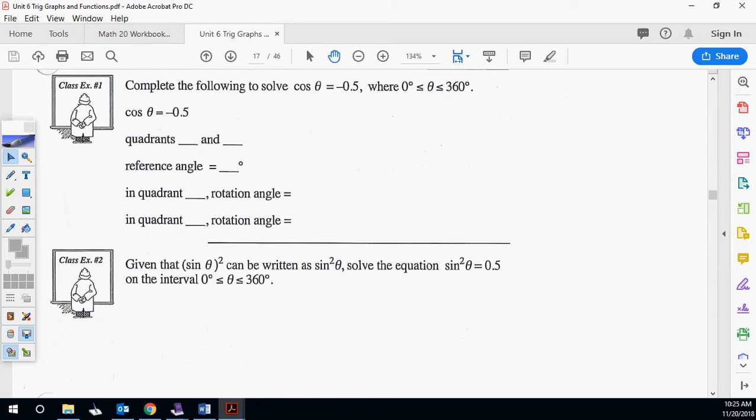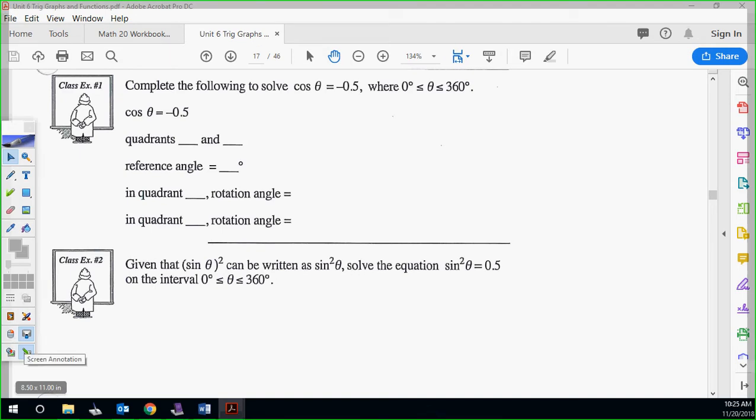It says complete the following to solve cos theta equals negative 0.5. Where is cosine negative? Cosine, we think x. X is negative on the left. What quadrants are on the left? 2 and 3. So 2 and 3 are the possible quadrants we're looking at.